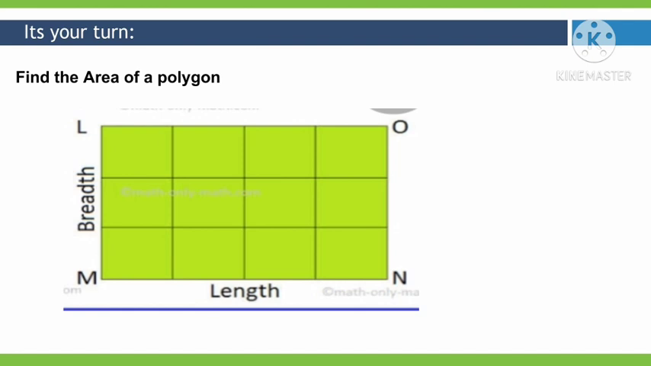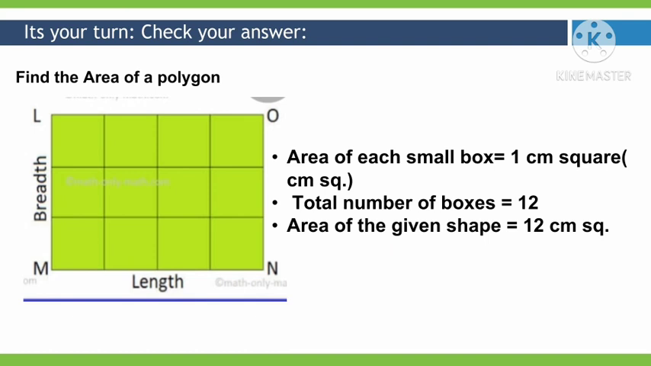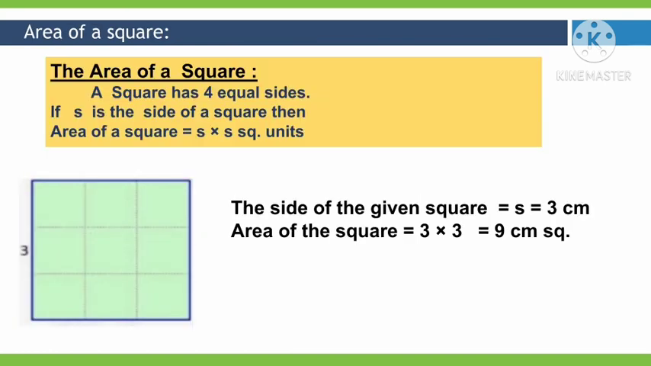Now it's your turn, children. Find the area of the given polygon here. Yes, the area of the given polygon is 12 centimeters square. I hope everybody got the correct answer. Congratulations, children. Now let's see how to find the area of a square.